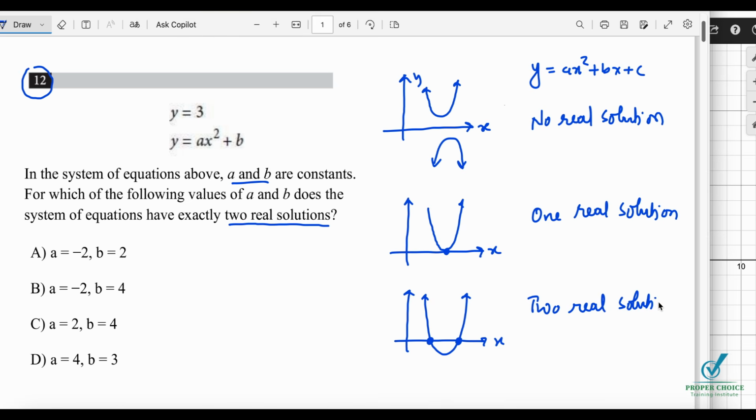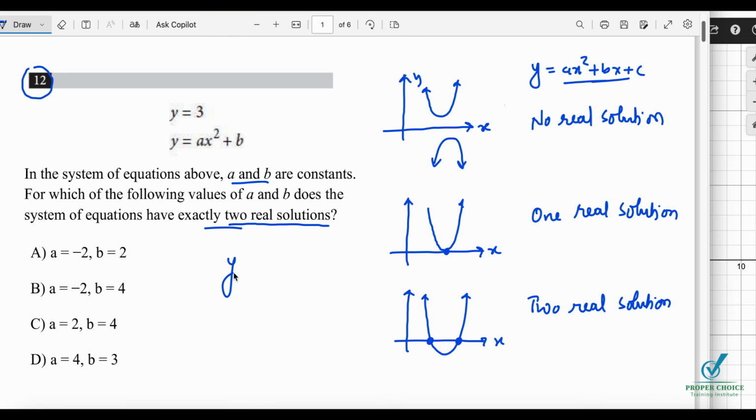Now this is only when we are given just one equation. What if we are given a system of equations? The idea is the same, but all these conditions we will check with the line y equals 3, or y equals 2.5, whatever. According to the question, they are asking for which of the following values of a and b the system of equations has exactly two real solutions.